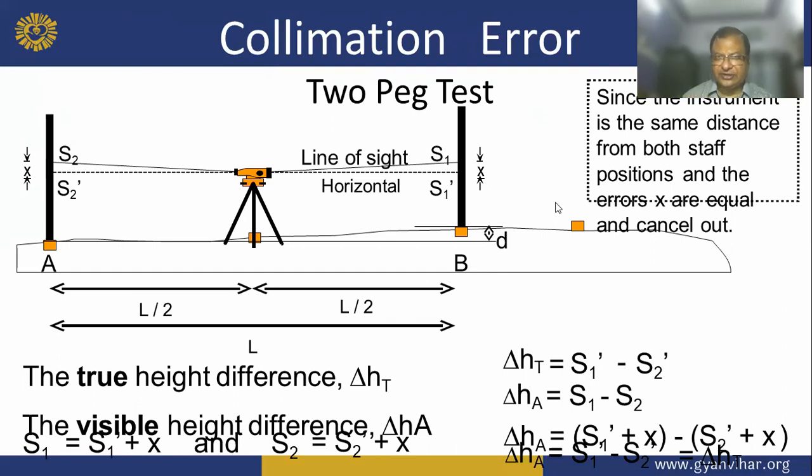So this is collimation error, the two-peg system. This collimation error, my dear boy, shows the true height difference between the two staffs. Suppose this is the higher one, and the same point, same situation, same place you have measured, it is the lower one. So it means it is the error.